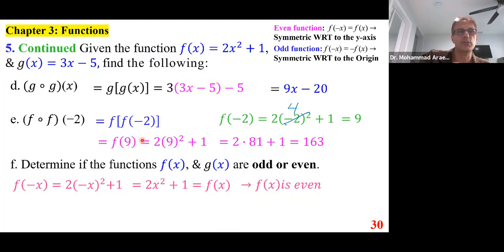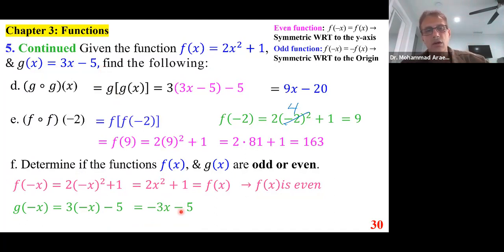G of x, let's replace the x with negative 1. Replacing the x with negative 1 results in minus 3x minus 5. So you're going to ask yourself, is this equal to g of x? No, it's not an even function. Is this equal to the opposite of that? No, so it's not an odd function either. Therefore, g of x is neither odd nor even.